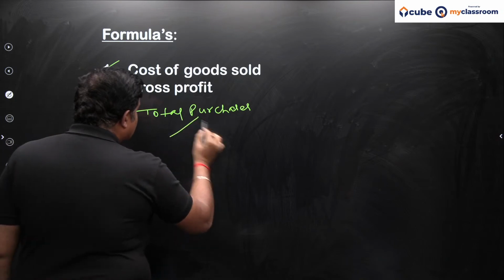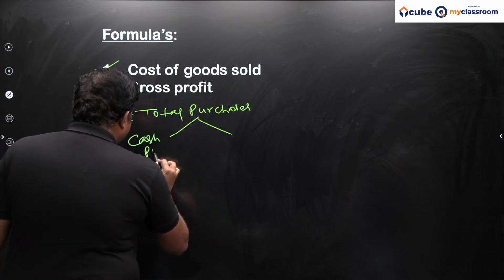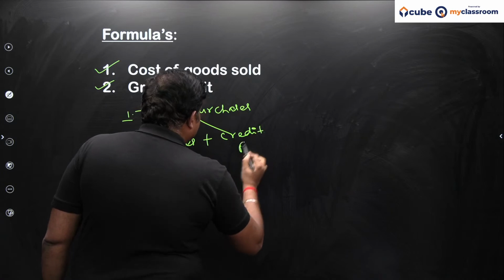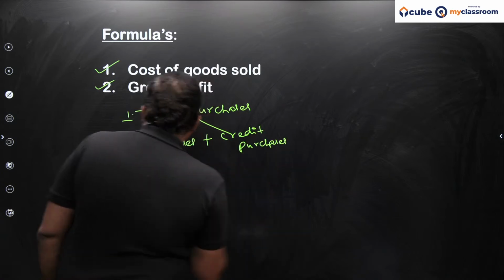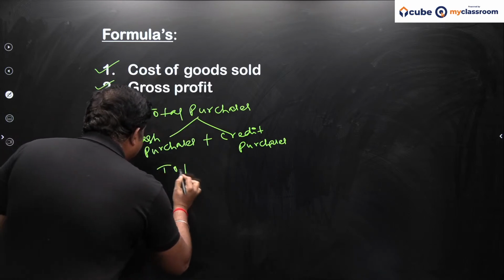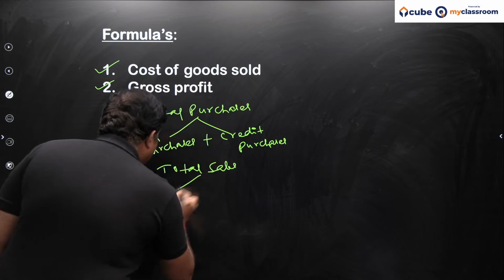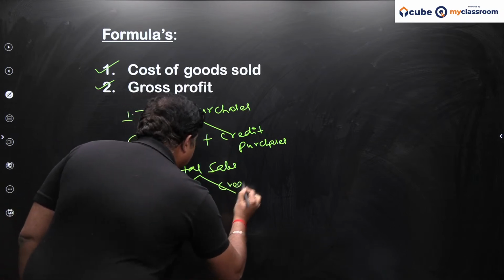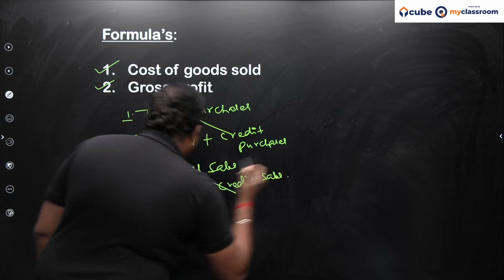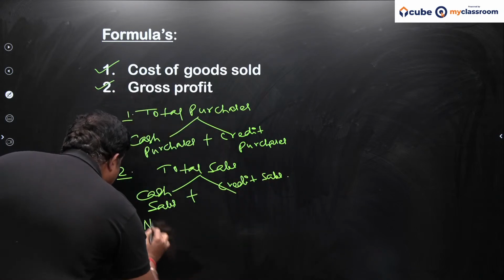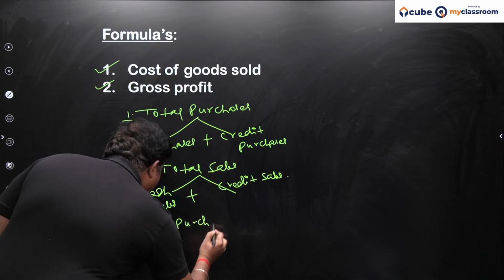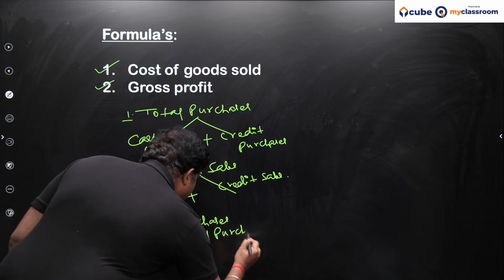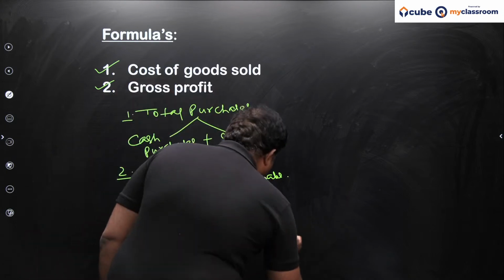So when I say total purchases, it includes the cash purchases and credit purchases. When I say total sales, it includes cash sales and credit sales. When I say net purchases, it means total purchases minus purchases return.